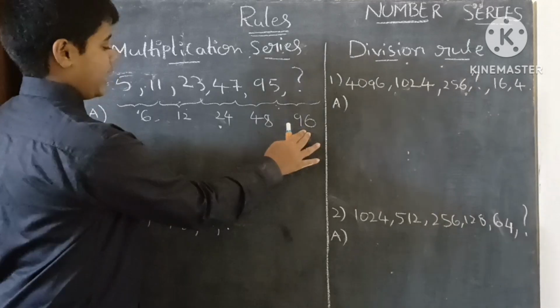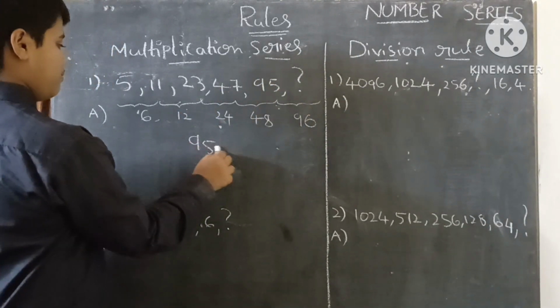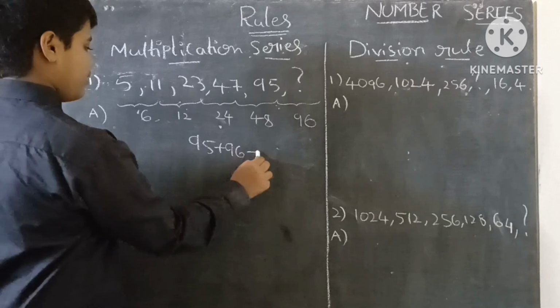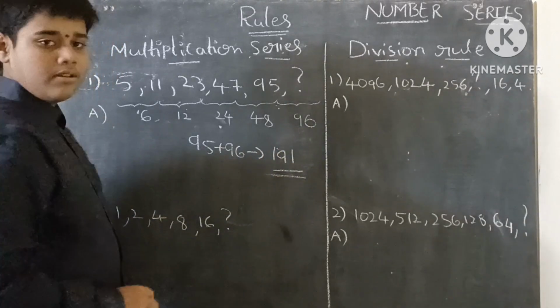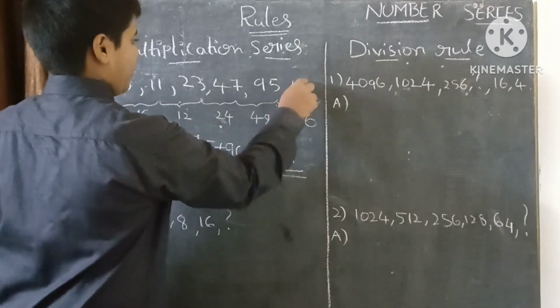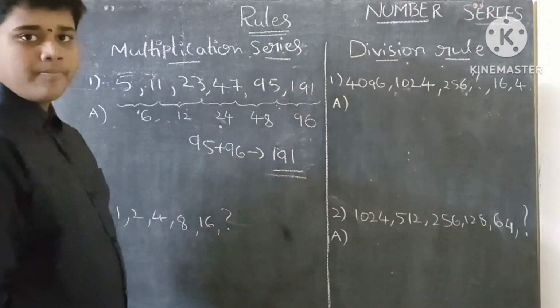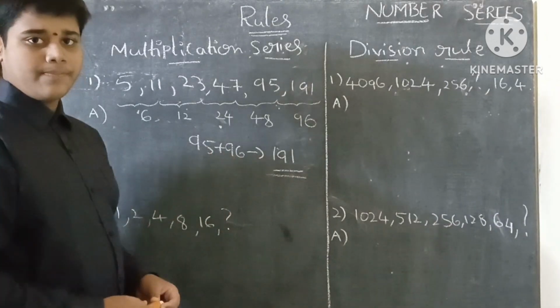So if we add 96 to this number, 95 plus 96, it becomes 191. So the unknown number is 191. Like this the pattern follows.